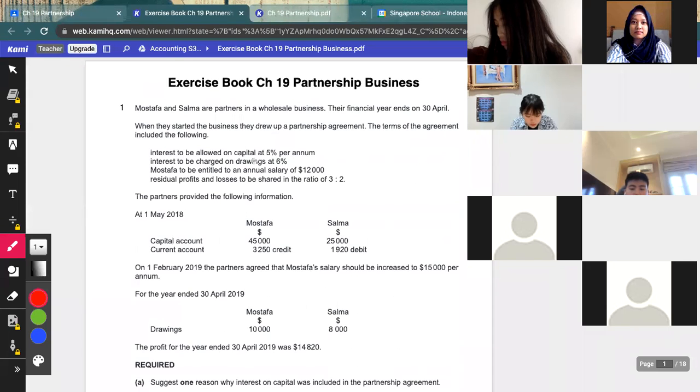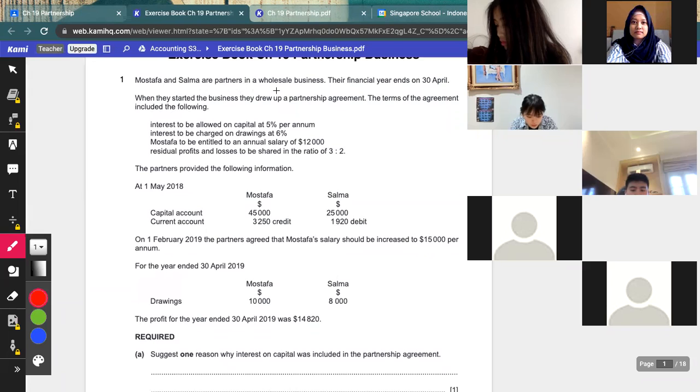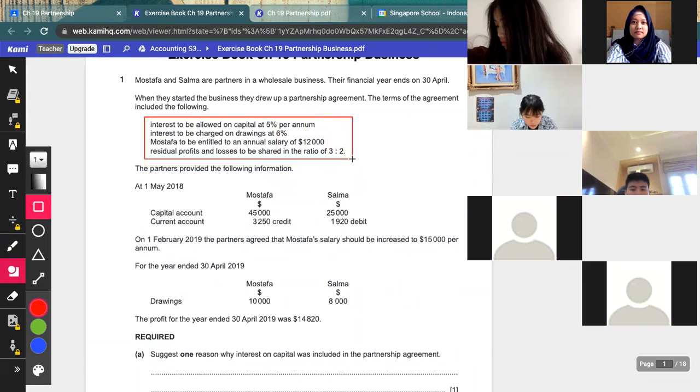Okay, now look at this question. Mustafa and Salma are partners in a wholesale business. Their financial year ends on 30 April. When they started the business, they drew up a partnership agreement. That is the first thing that you need to know when you read a partnership question. Partnership agreement, and then you block it or highlight. This is really important. It says interest on capital 5% per annum, interest on drawings 6% per annum. Mustafa is entitled to an annual salary of 12,000. Residual profits and losses to be shared in the ratio of 3 to 2.